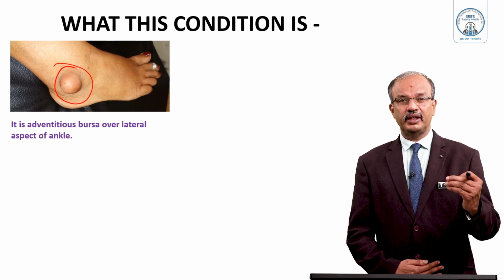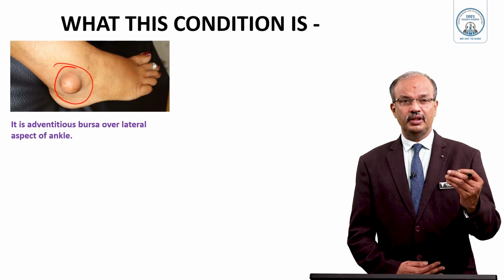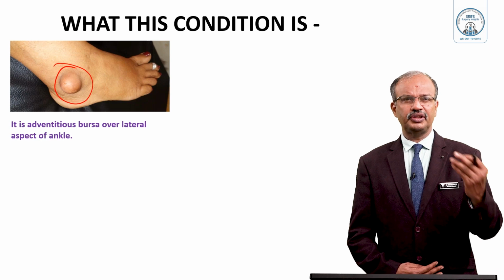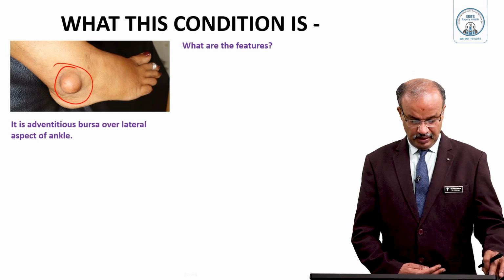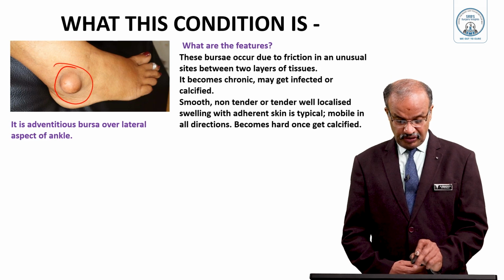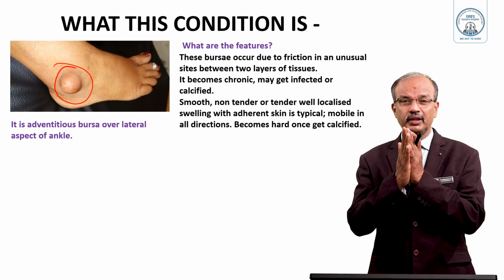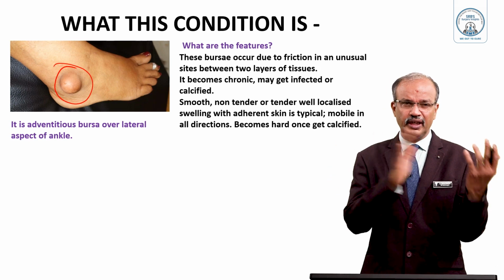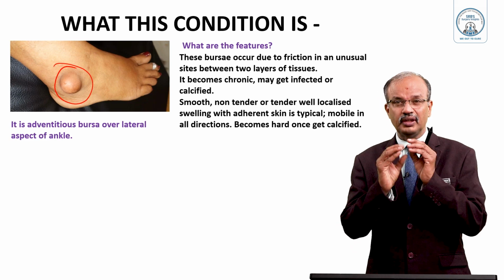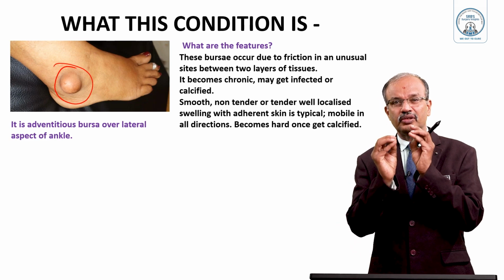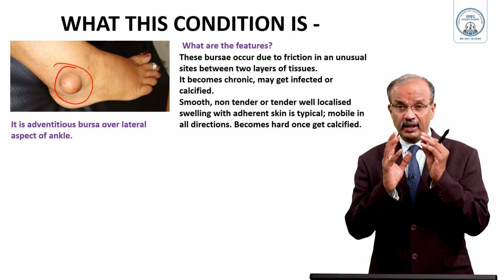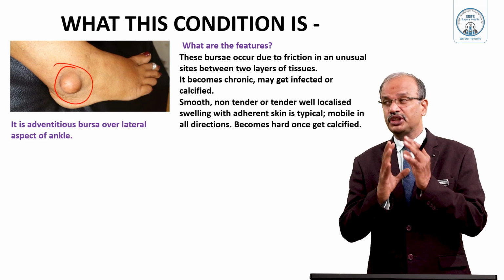And of course, the differential diagnoses are sebaceous cyst, lipoma, neurofibroma, and other cystic swellings. So what are the features? These bursae occur due to friction in an unusual site between two layers of tissue, probably from sitting with ankle pressure. Whatever that friction, mostly pressure, causes this layer to secrete some fluid and become encapsulated, and forms a very typical benign encapsulated cystic swelling.